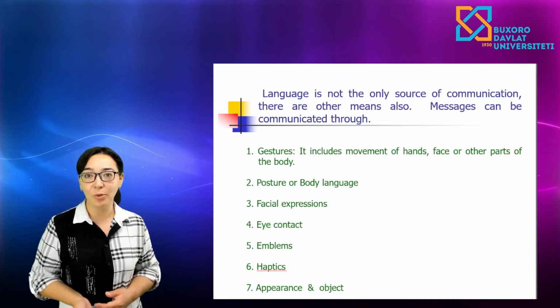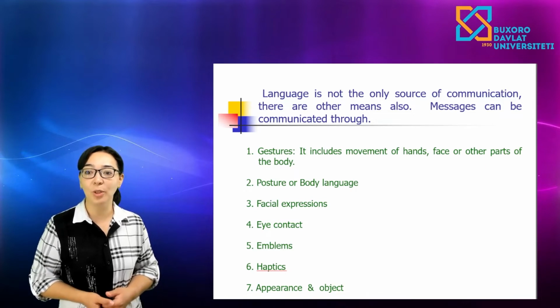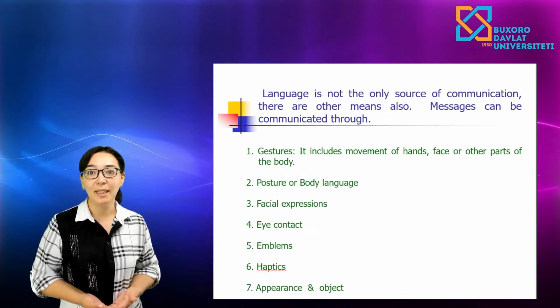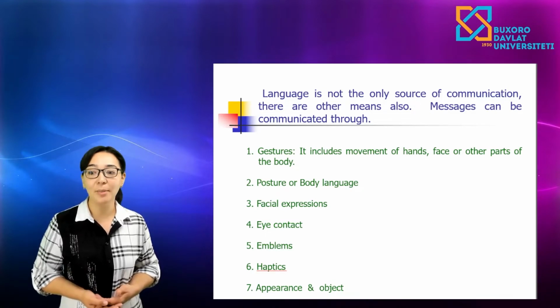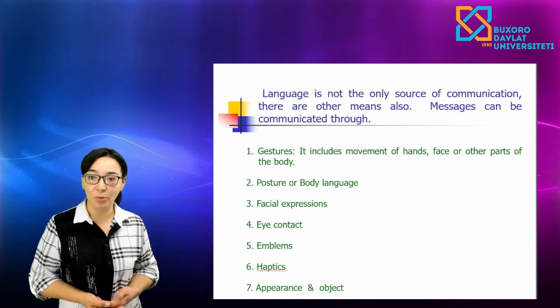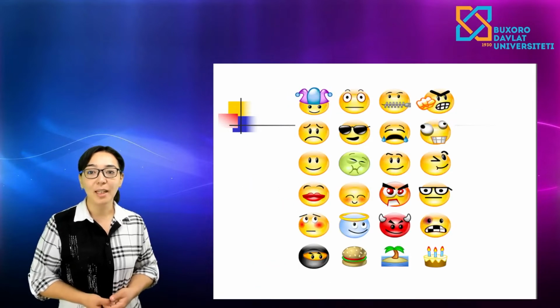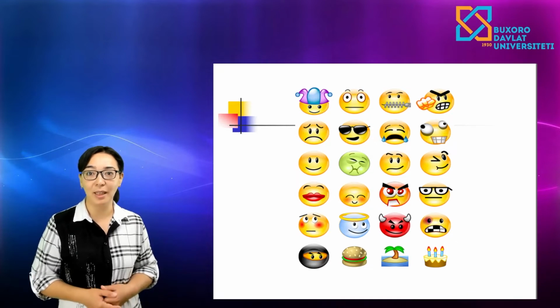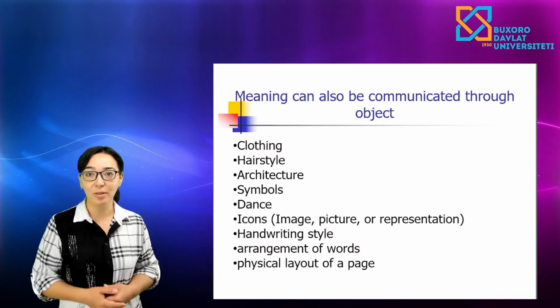The first one, of course, is gestures. It includes movement of hands, face, or other parts of the body. And the next ones are posture or body language, facial expression, eye contact, emblems, haptics, appearance, and objects, of course. So here you can see some facial expressions used in body language. They are also the pictures.